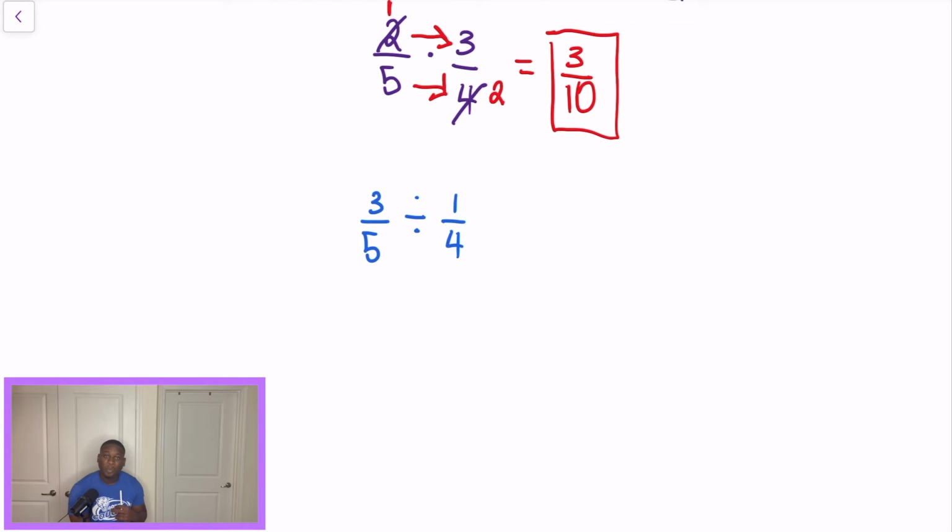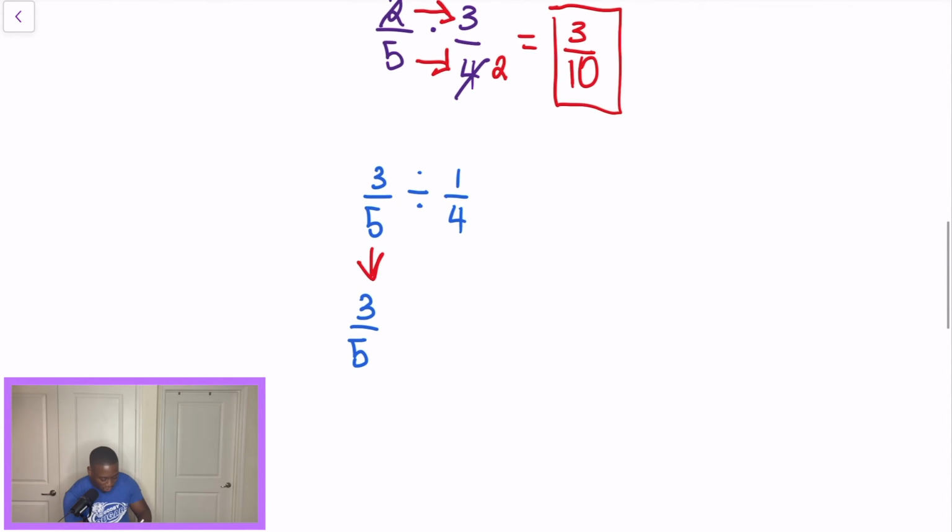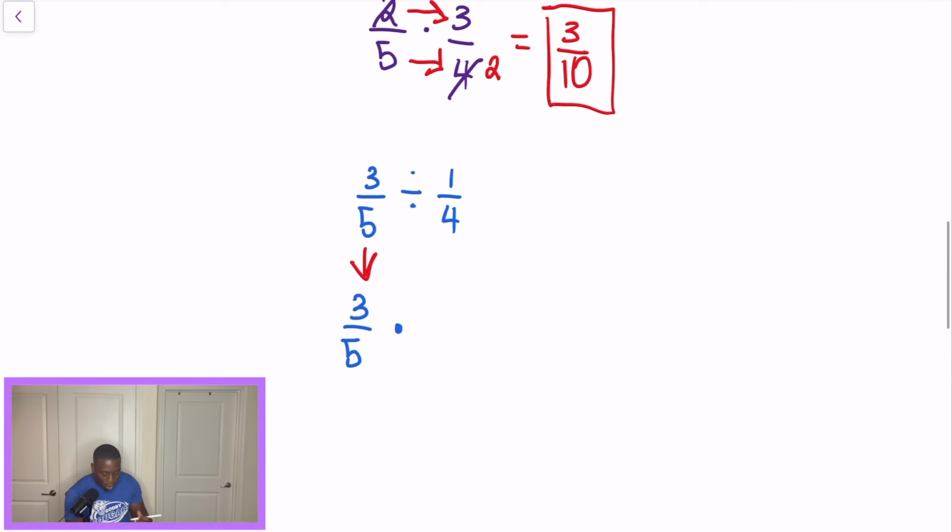So what we're going to do is we are going to change this division problem into multiplication, and we're going to only take the reciprocal of the second fraction. So this is what I mean. So 3 over 5 stays the same, right? When we divide fractions, we're actually going to multiply. So we change the division symbol to multiplication. And now we're going to take the reciprocal. So the reciprocal means top number comes to the bottom, bottom number comes to the top.